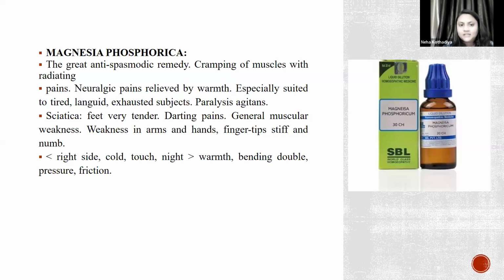The feet are very tender, with darting type of pain, general muscular weakness, weakness in the arms and hands, fingertips stiff and numb, right-sided aggravation, cold touch aggravation, night aggravation. And the general amelioration in every condition, colic, dysmenorrhea, or sciatica, is by warmth, bending double, and pressure and friction.